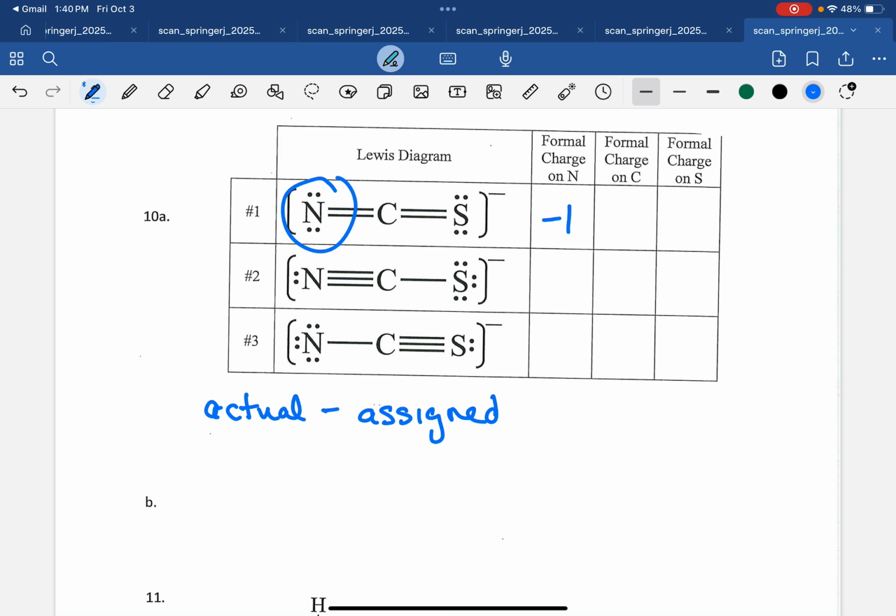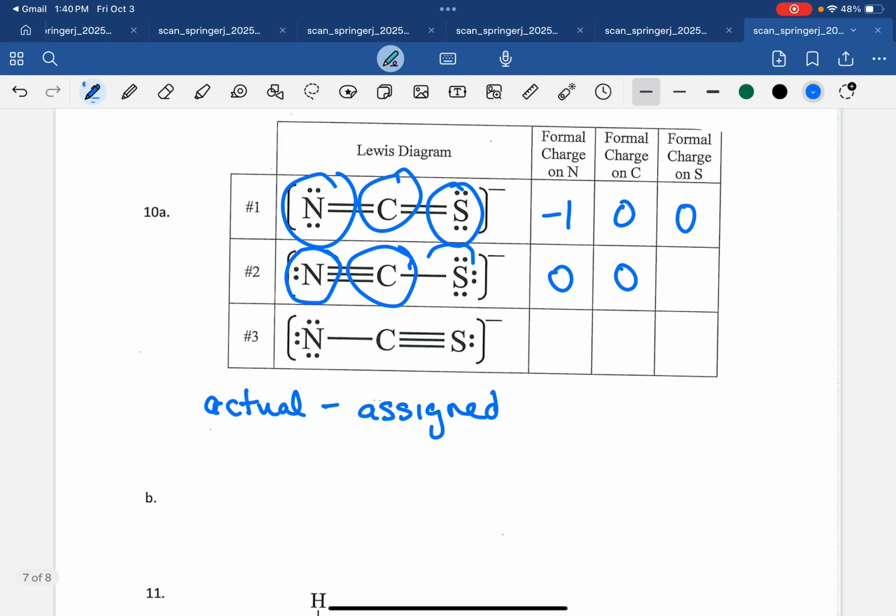The carbon has 4. It has 4. 4 minus 4 is 0. Sulfur starts with 6. It has 6. 6 minus 6 is 0. On number 2, nitrogen starts with 5. It's got 5 assigned to it, 0. Carbon starts with 4. It has 4, 0. Sulfur starts with 6. It has 7. 6 minus 7, minus 1.